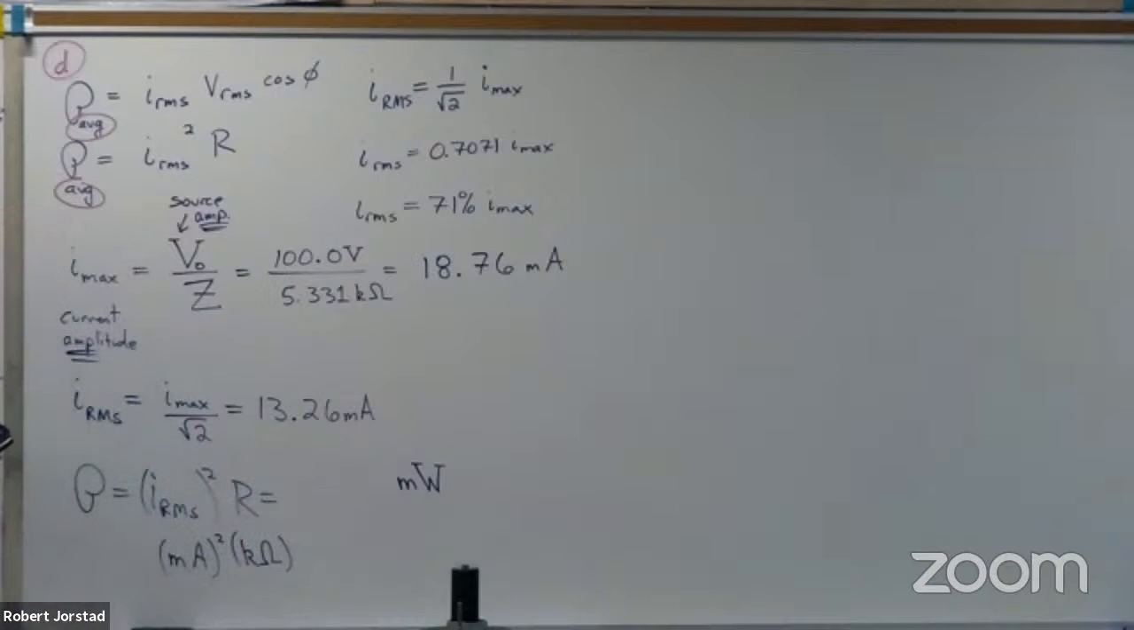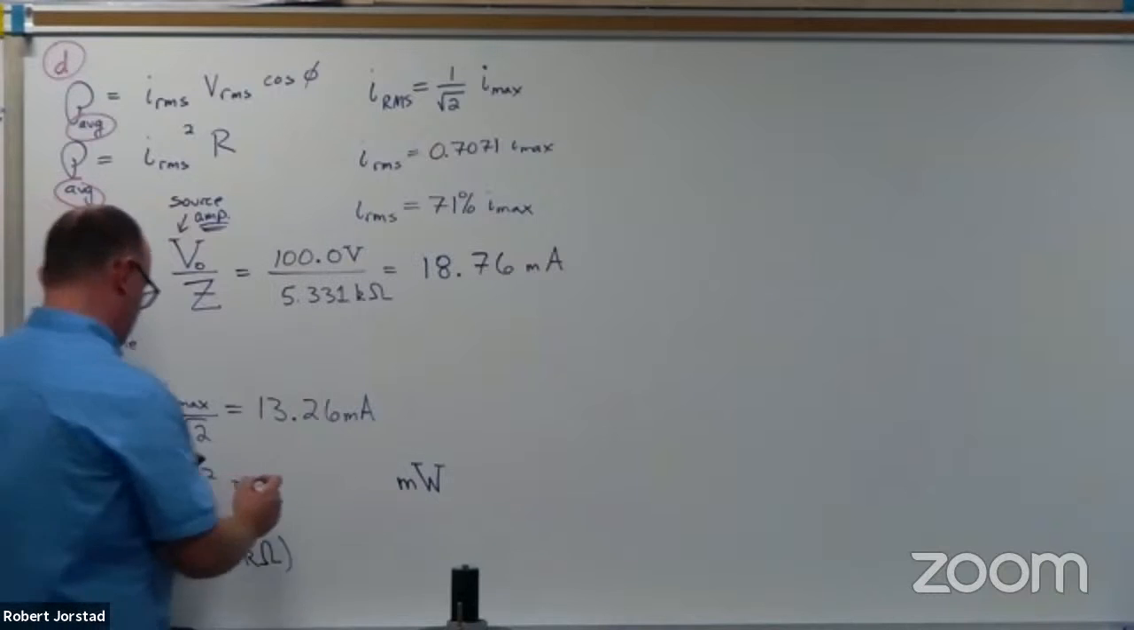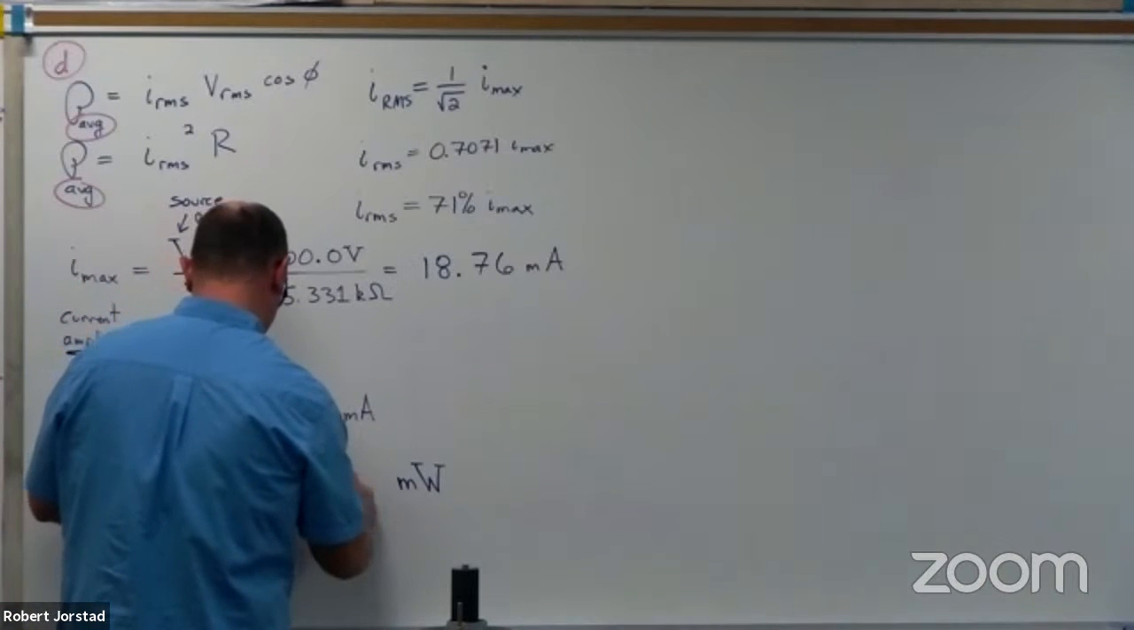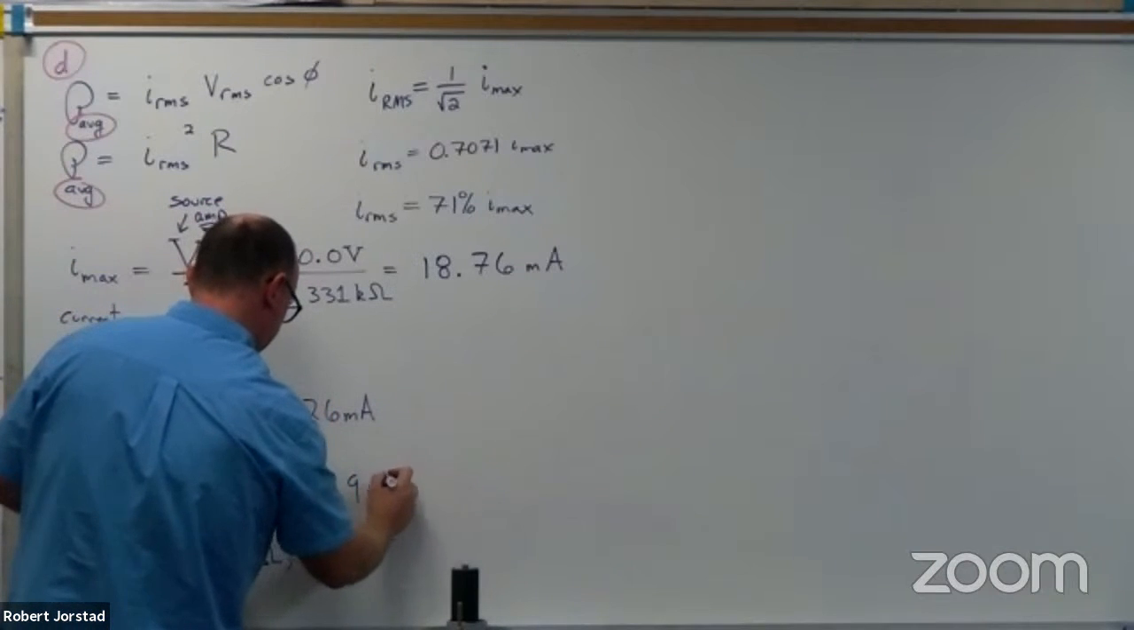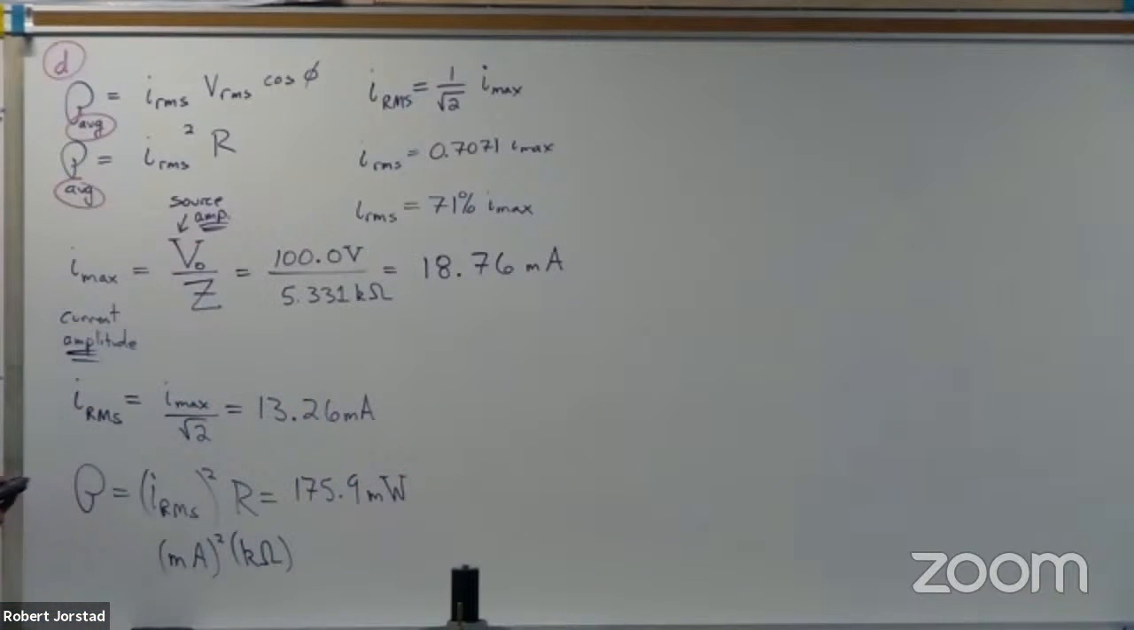All right, so in this case, 13, well, I've got that number here. I'll just square it. Answer squared times the resistance was, wait, wasn't that just 1? The resistance was 1, I think. Yes, R was 1 kilo ohm in this problem. So it's just the answer squared. Okay. So that I get 175.9 milliwatts. All right, so that's part D.